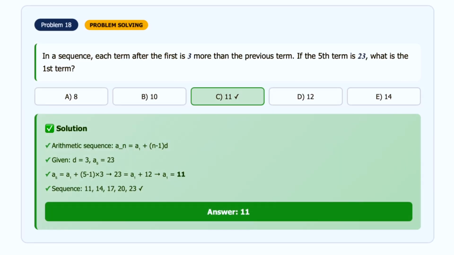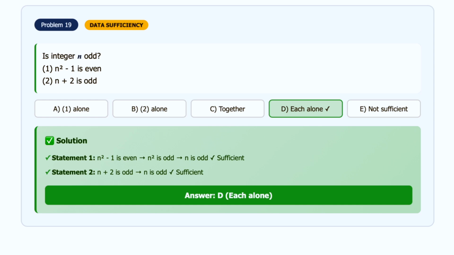Problem 18. In a sequence, each term after the first is 3 more than the previous term. If the fifth term is 23, what is the first term? This is an arithmetic sequence with common difference d equals 3. Using the formula, an equals a1 plus n minus 1 times d, so a5 equals a1 plus 4 times 3. That gives 23 equals a1 plus 12. Therefore, a1 equals 11. The sequence is 11, 14, 17, 20, 23. The answer is C.